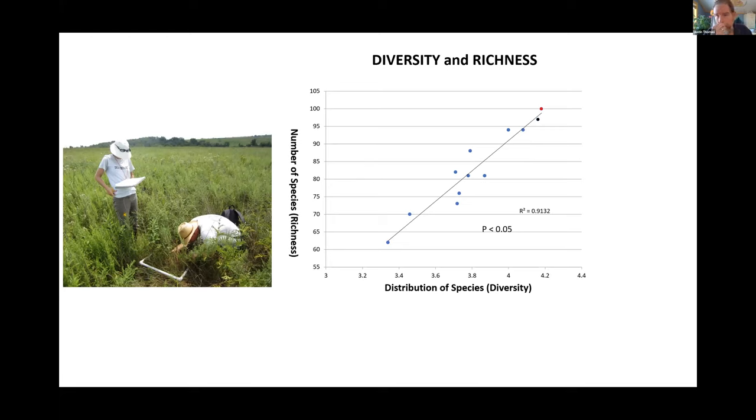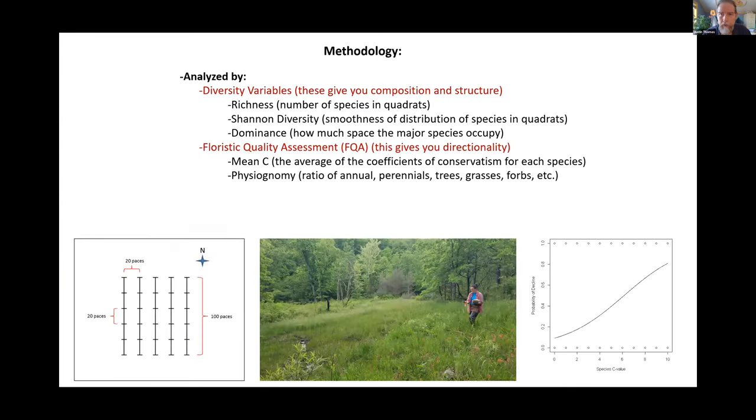And here's the example that I like to give. These are traditional variables. You've got richness and diversity on an XY axis. These are 12 prairie plots of varying condition, and so you've got a nice strong linear relationship there. And you would interpret that as, on the bottom left, low diversity prairies in this case tend to also have low richness. And then on the top right, you have a greater diversity, greater number of species. We tend to find this over and over and over.